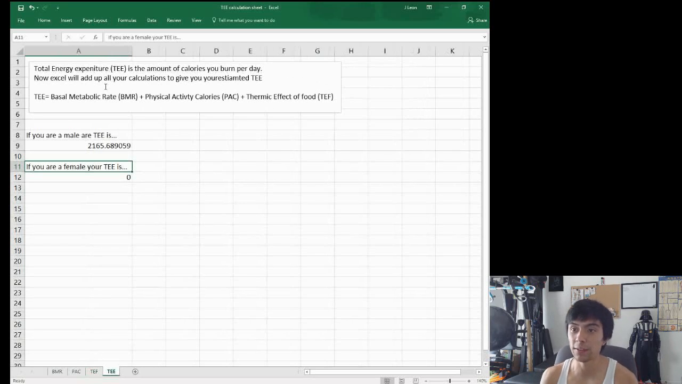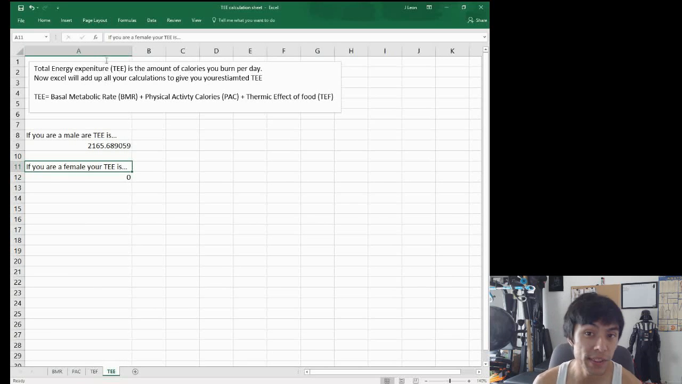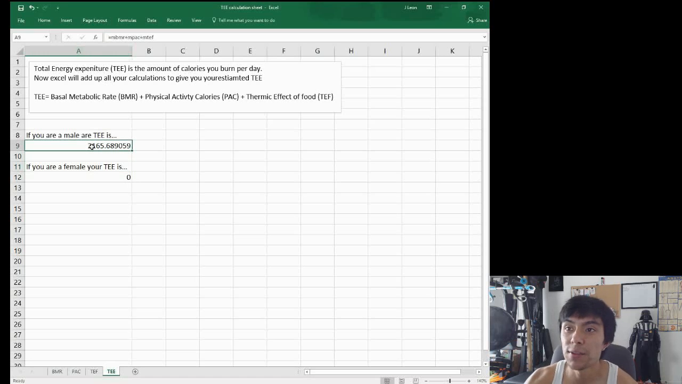Alright, and this brings us to the final page, which adds up all three of the previous pages' numbers, and it gives you an estimation. My estimation is 2,165, and if you round up, it's going to be 2,166 calories per day.